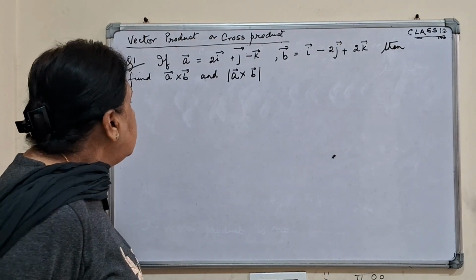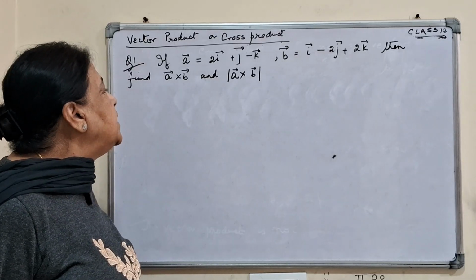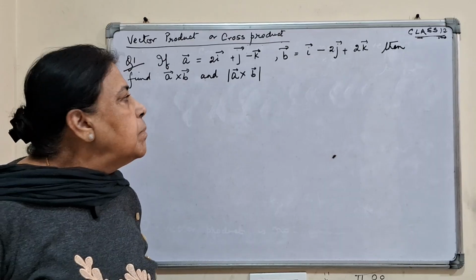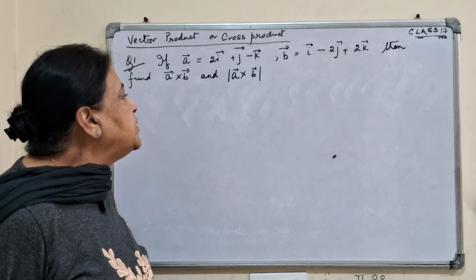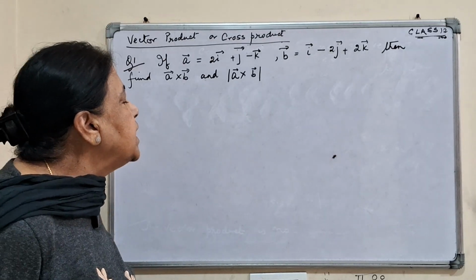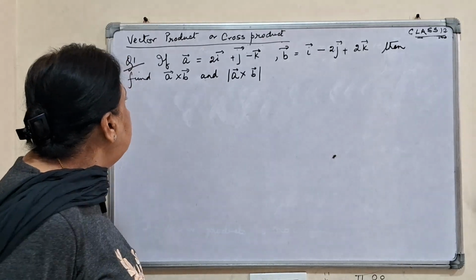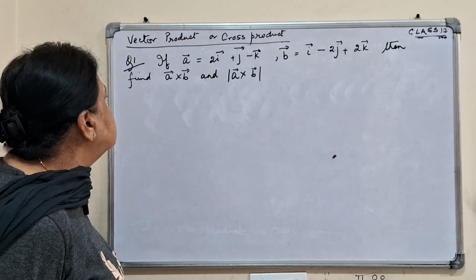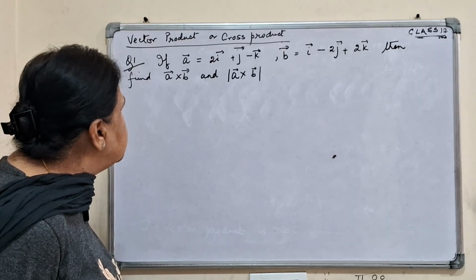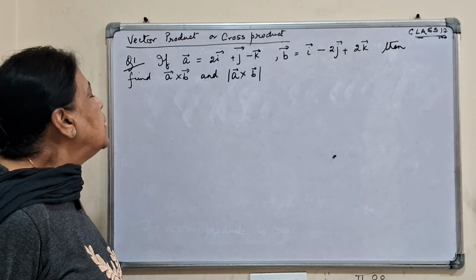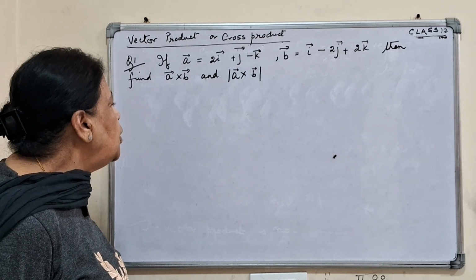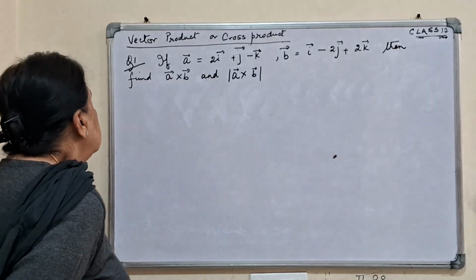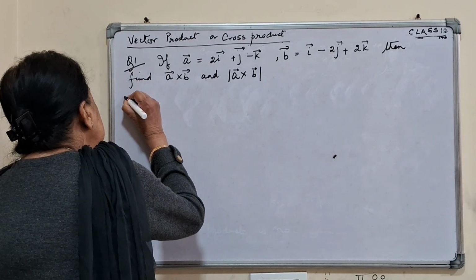Question number 1. If vector A is 2i cap plus j cap minus k cap, and vector B is i cap minus 2j cap plus 2k cap, then find A cross B and the mod of A cross B. Now, solution.